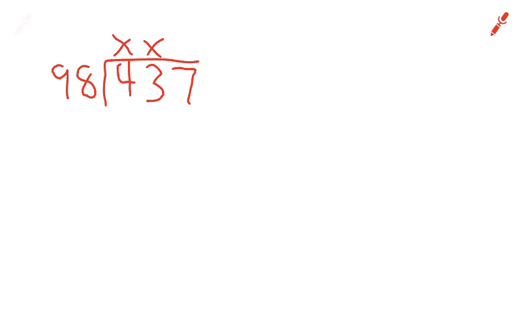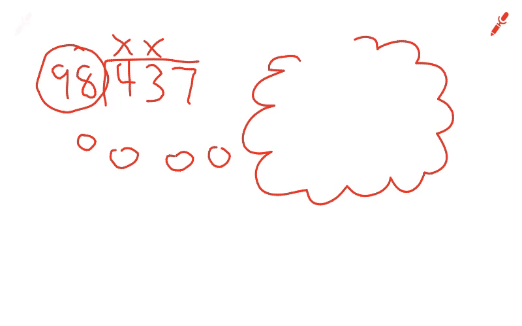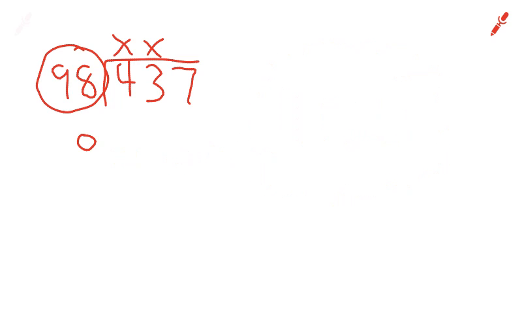Now for estimating, 98 is very close to 100. So in your head, I want you to imagine, and only for the estimating part, that we're working with 100. 100 goes into 437 how many times? 100 goes into it 4 times.